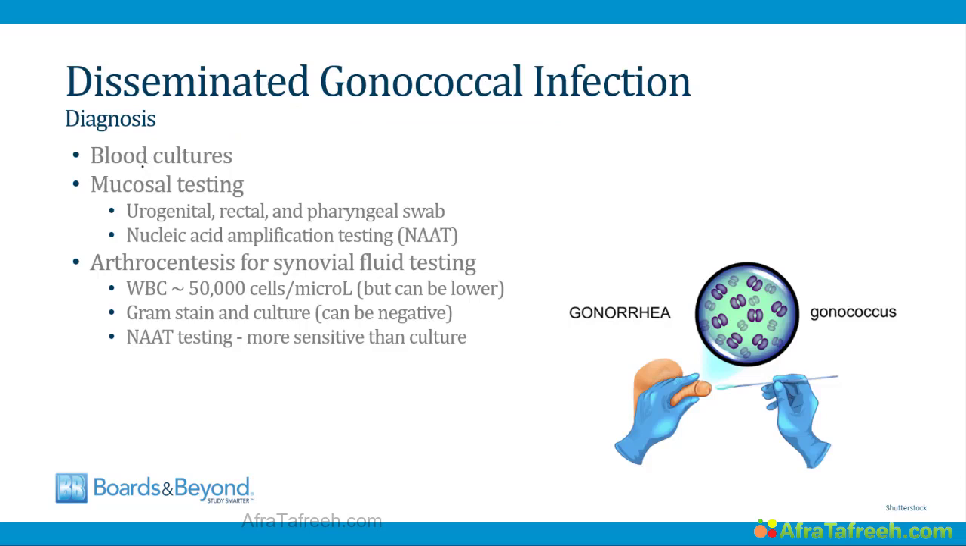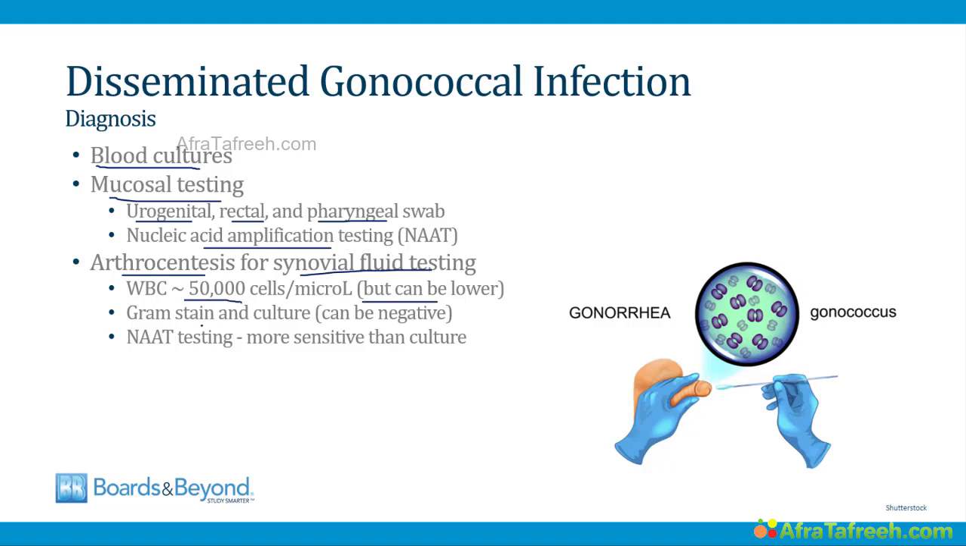If you suspect disseminated gonococcal infection, you want to send blood cultures because there may be bacteria in the blood. You also want to do the usual mucosal testing that's done to identify gonorrhea infection. So you want to send urogenital, rectal, and pharyngeal swabs for gonorrhea nucleic acid amplification testing. And then arthrocentesis of the joint for synovial fluid testing is important. The white blood cell count is usually about 50,000, although it can be lower.